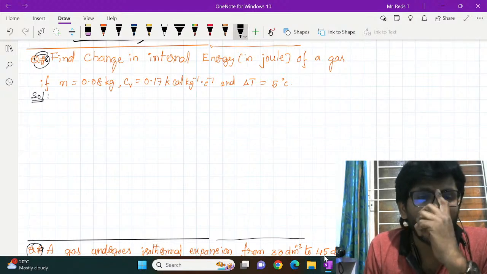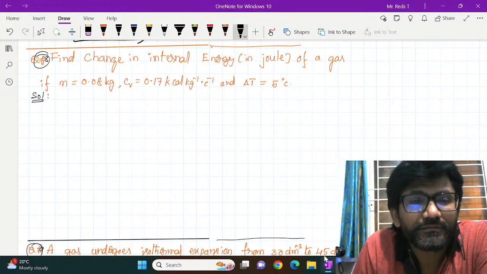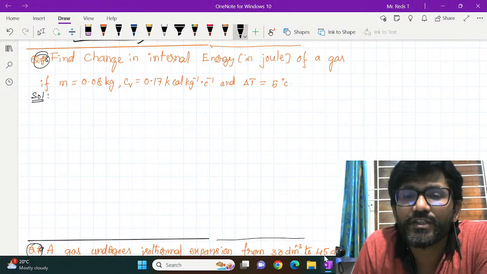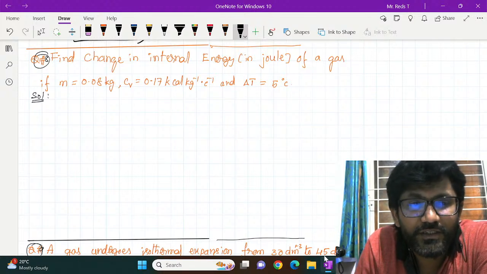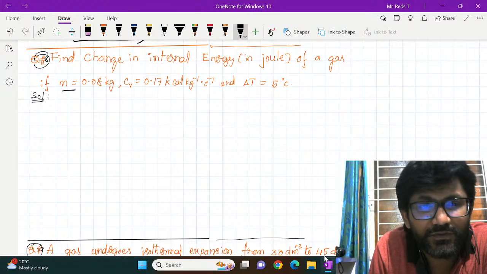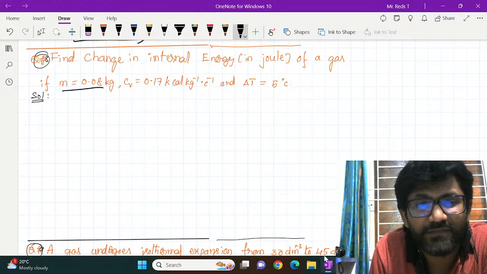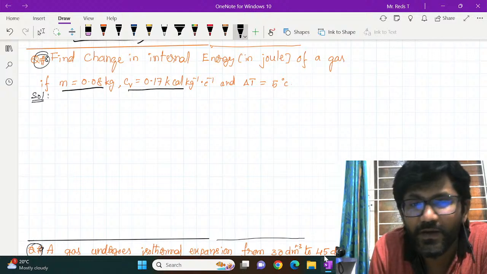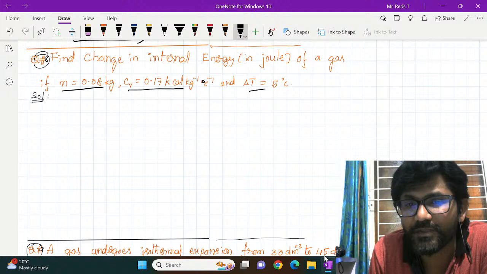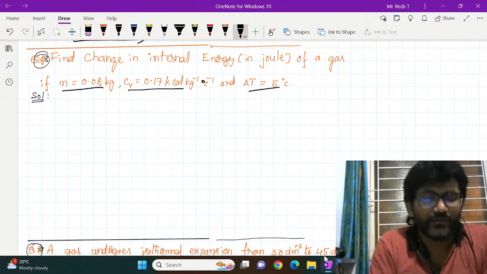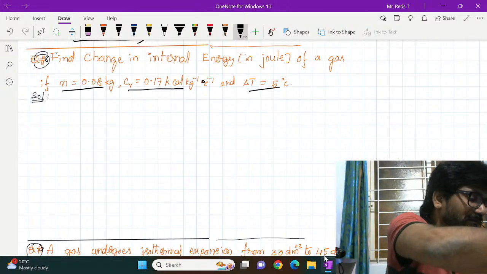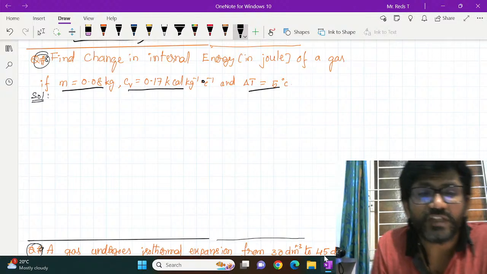Right, the question is, find change in internal energy in joule of a gas if m is equal to 0.08 kg, Cv specific heat at constant volume is 0.17 kilocalorie per kg per degree Celsius, and delta T, that is change in temperature, is 5 degrees Celsius. Right, so here you have to use a direct formula, guys.